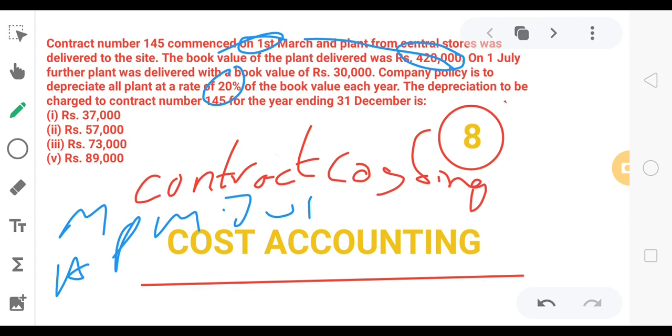Now the company policy has changed. The plant was delivered for the book value of rupees 30,000, so we need to add it. So the new plant was delivered from 1st March until 1st July. The further plant was delivered, so book value. So we need to add it with the book value. So in total we got 73,000.